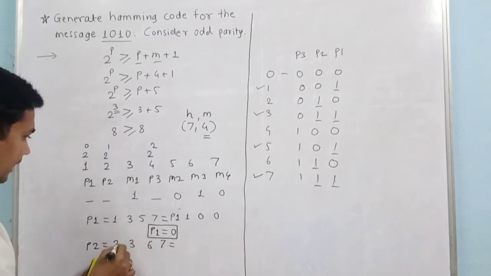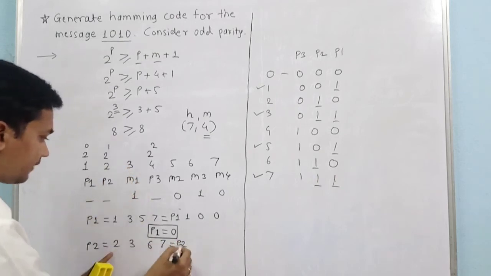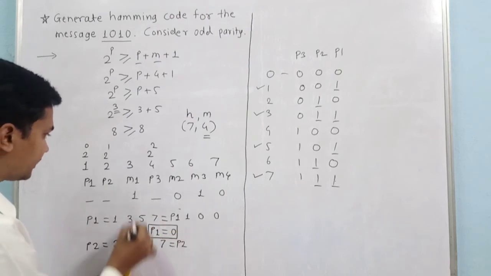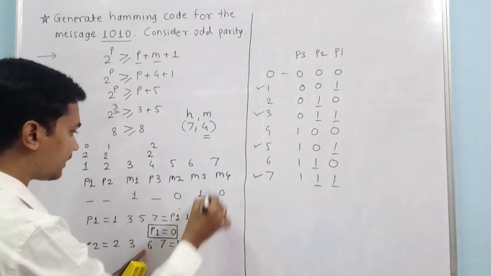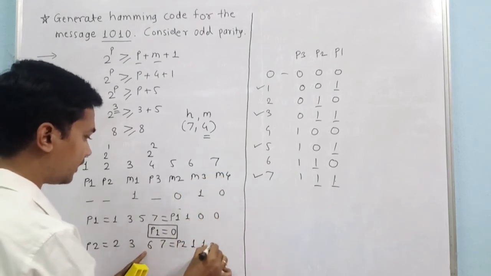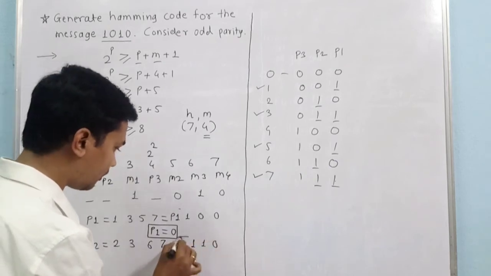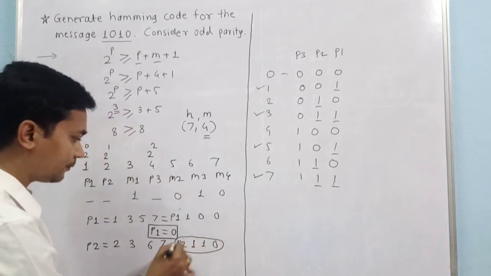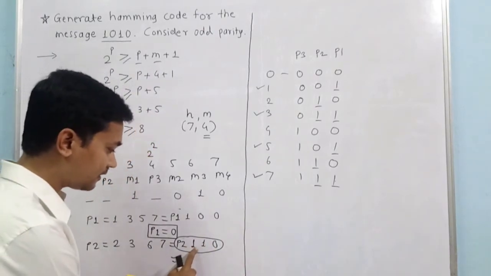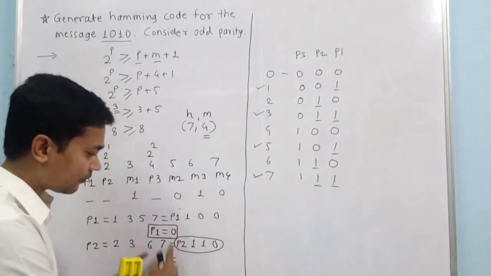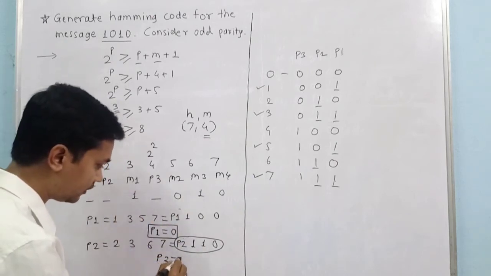At the second position P2 is there, so we have to find the value of P2 from the other 3 bits. Position 3 means M1, so the value of M1 is 1. Positions 6 and 7 are 1 0. Now observe this 4-bit code, which should have an odd number of ones. The total number of ones is already 2, so to make it odd parity, the value of P2 must be 1. So P2 is equal to 1.